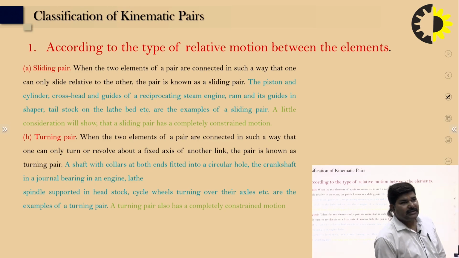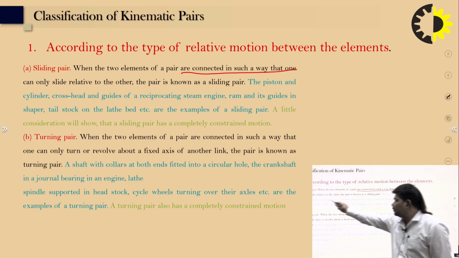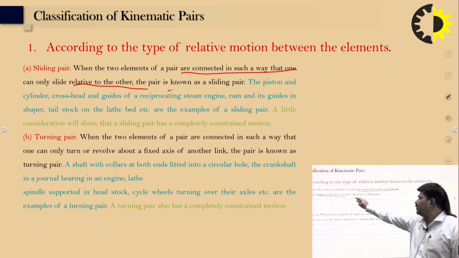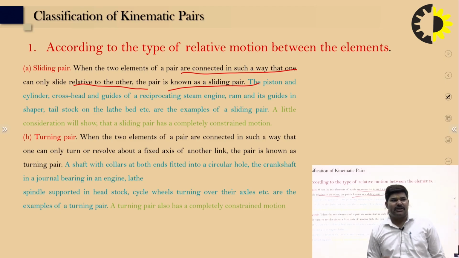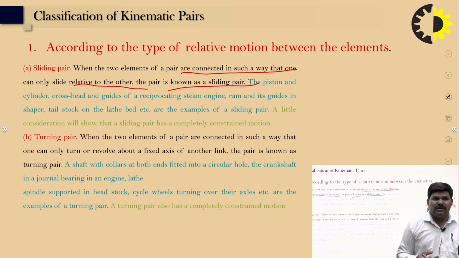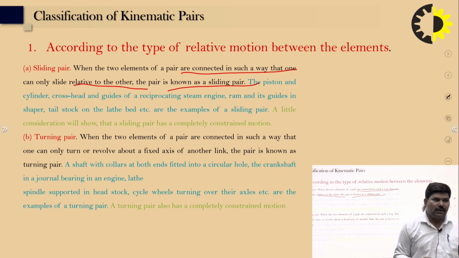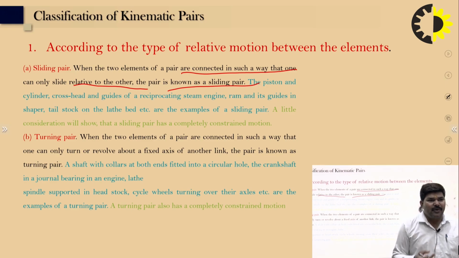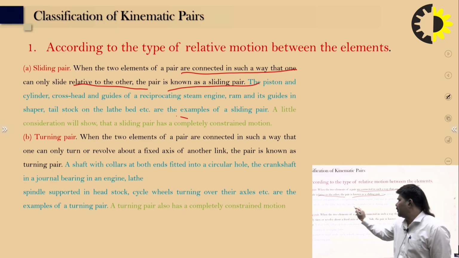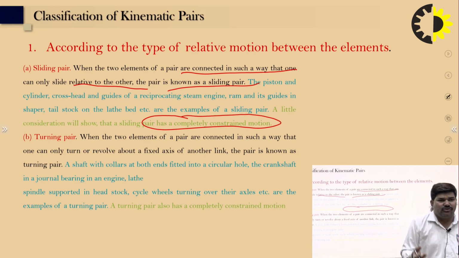The sliding pair: when the two elements of the pair are connected in such a way that they can only slide relative to each other, the pair is known as a sliding pair. For example, the piston and cylinder, crosshead and guide of a steam engine, ram and its guide in the shaper, and tailstock on the lathe bed are examples of the sliding pair. And we can say the sliding pair has a completely constrained motion, right?